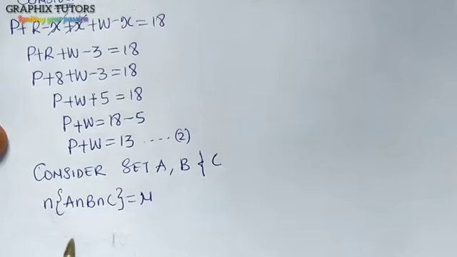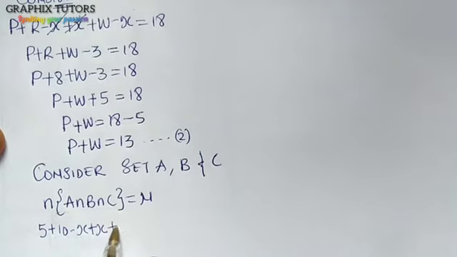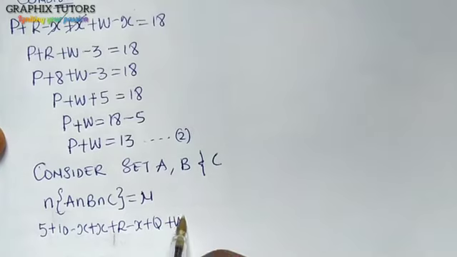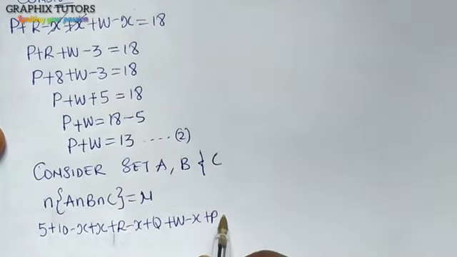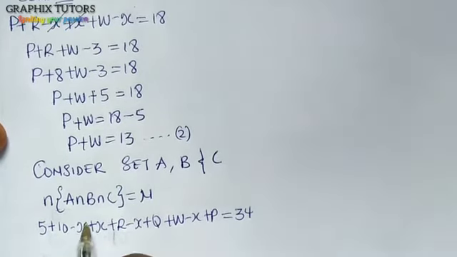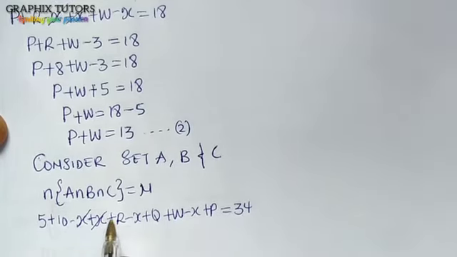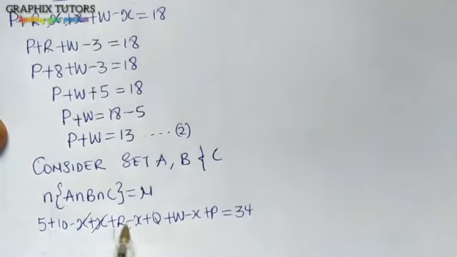So in doing that, I'm going to say that 5 plus 10, like I showed you, 5 plus 10 minus x plus arrow minus x plus q plus w minus x plus p is equal to what? The universal set, 34. Right? So from here, minus x equates plus x. So we'll be left with minus x equates plus x. We know what our arrow is.